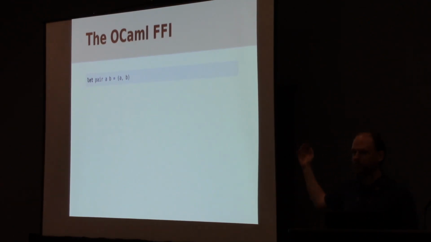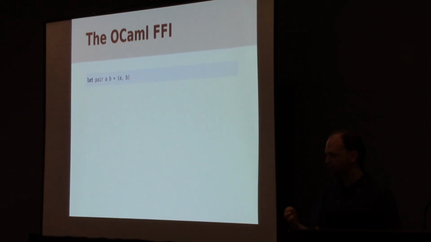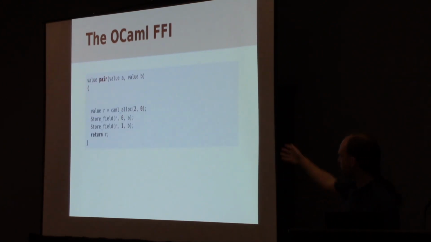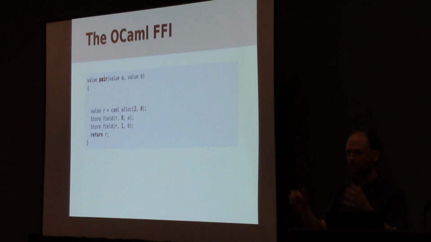FFI. So here is a function in OCaml which takes two things and constructs a pair of them. OCaml has a C FFI, so if we're trying to talk to C programs from OCaml, then we write some code like this. The construction of the pair has been split up into parts here. There's a call to caml_alloc, where we're allocating the pair. Then we're filling in the left field, filling in the right field, and returning it.